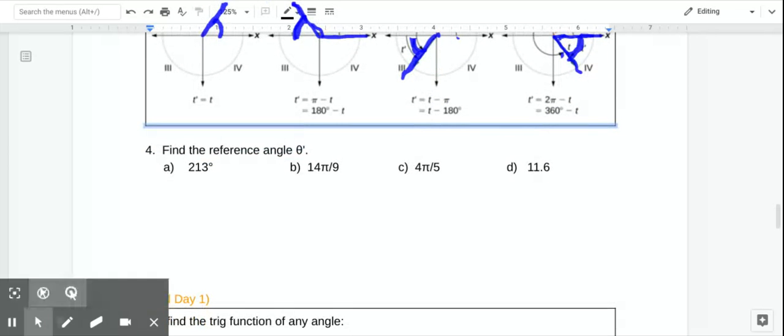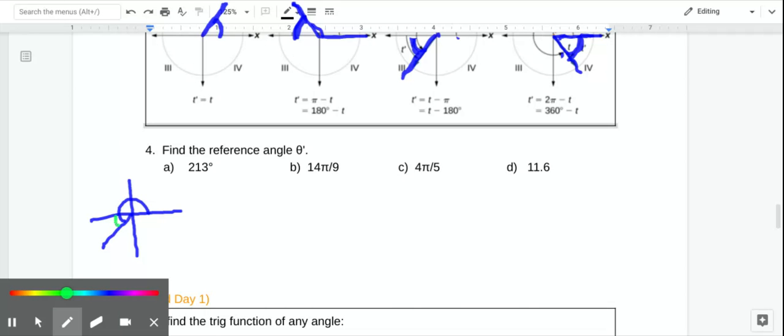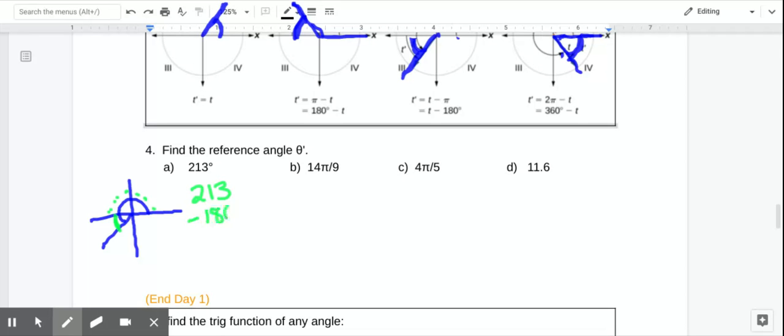Okay, so let's take a look at 213 degrees. The first thing we need to do is draw 213 degrees. So that's more than 180 and a little bit more. So there's 213 degrees. The reference angle is going to be this angle. Now, to get this far, that's 180. We want to know this little piece that's left, so we're going to take 213 minus 180. And that gives us a reference angle of 33 degrees.